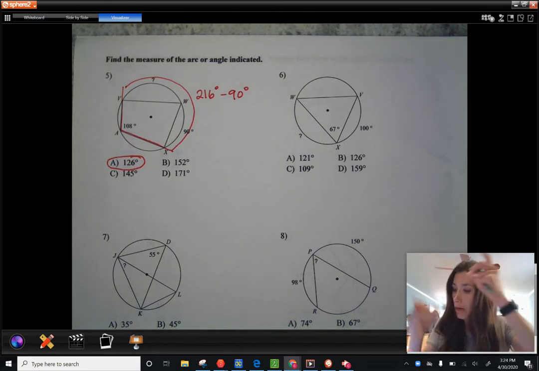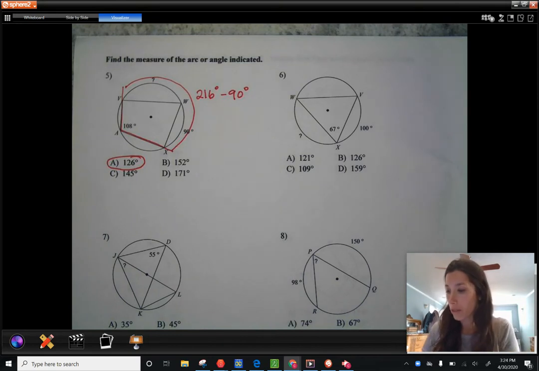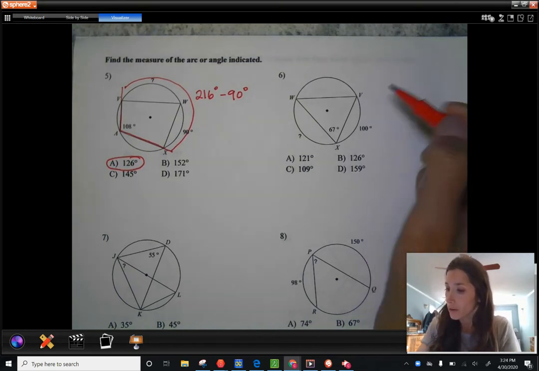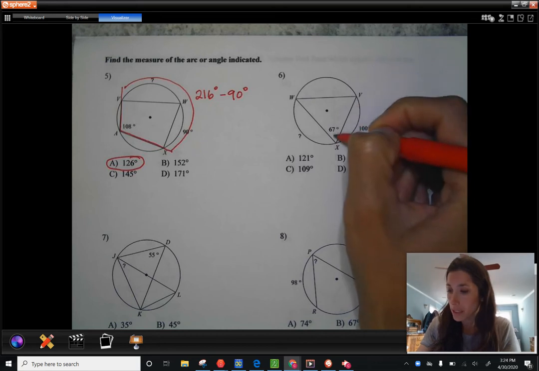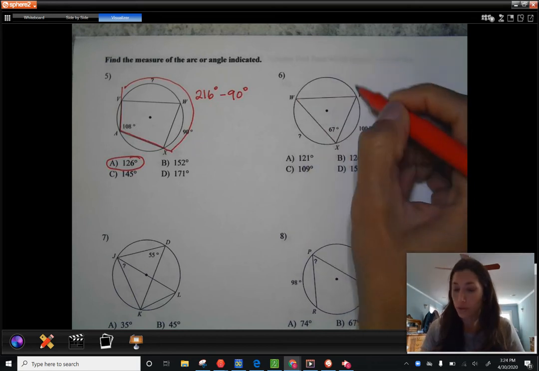Okay. In our next diagram, there are 2 ways to go about it, and I'll go over both of them with you. The first thing you might notice is, okay, here's a 67 degree angle. Well, this arc that it goes to is going to be double.